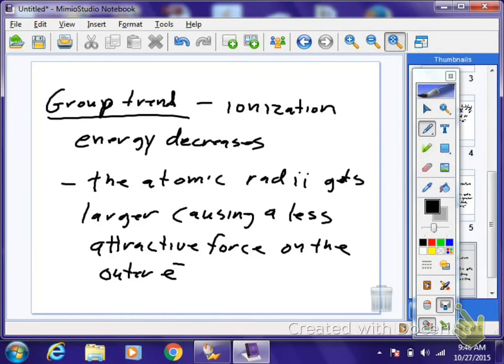So there's no real trends we're looking at here. We're looking more at areas on the periodic table and what's happening in those areas. And we're less looking at trends. We're not going to look at a trend as in across a period or down a group. Okay?